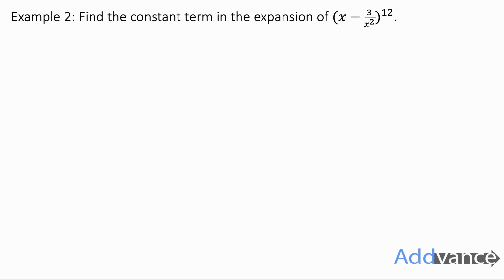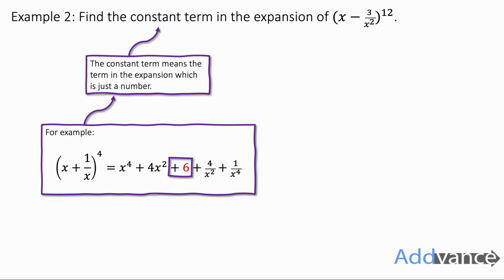Example 2 now, find the constant term in the expansion of (x minus 3 over x squared) to the power 12. Okay, so when we say constant term, this means the term in the expansion which is just a number. I've given you a simple example here, where we've expanded (x plus 1 over x) to the power 4, and the constant term will be the 6 in the middle, because that is the number that doesn't depend on the x's. It is constant, it doesn't change depending on the x's.